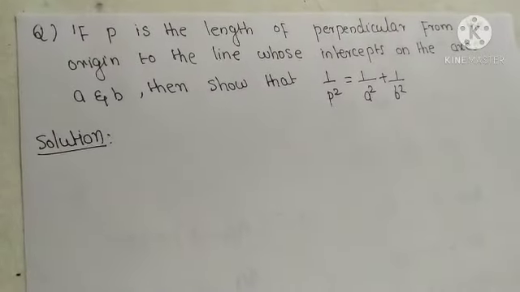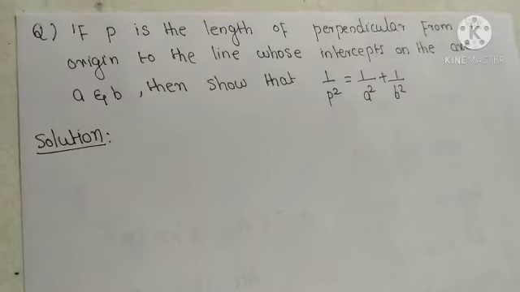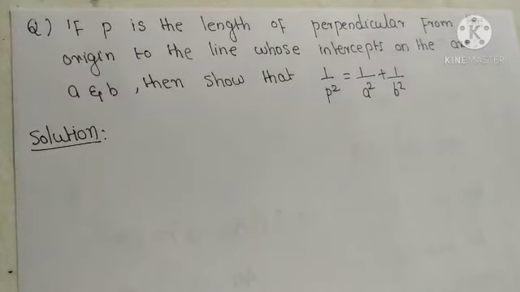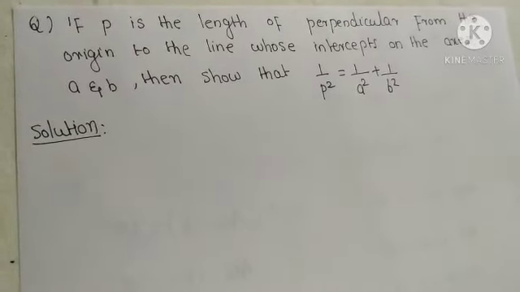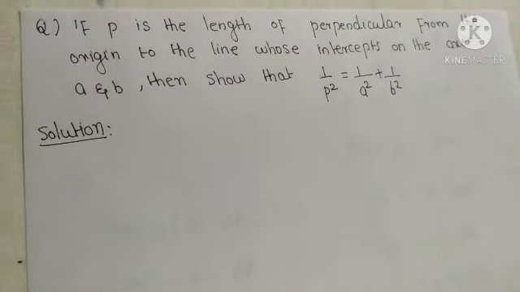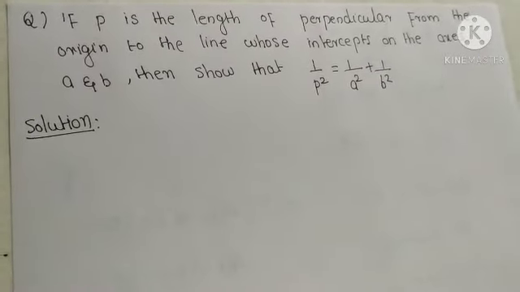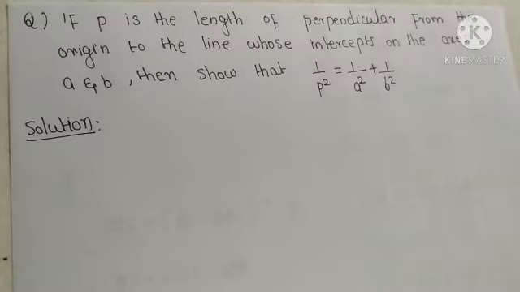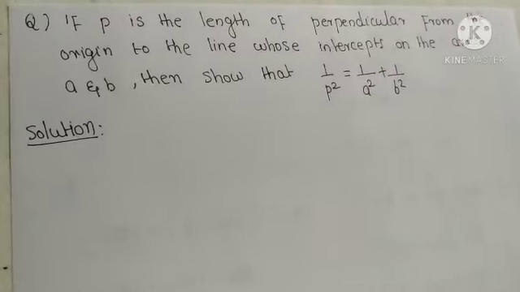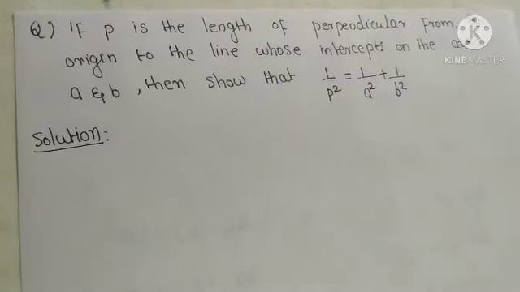This is our third question. If P is the length of perpendicular from the origin to the line whose intercepts on the axes are A and B, then show that 1 by P square is equal to 1 by A square plus 1 by B square. Okay, so let's start the solution of this question.